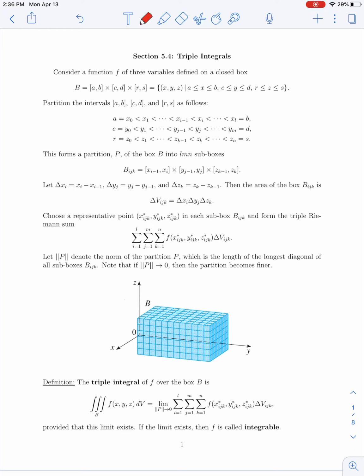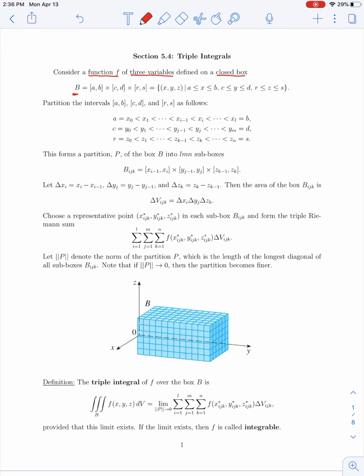So we'll start by defining it over boxes, much like we did for double integrals. We started by defining them over rectangular regions. To introduce the concept of a triple integral, let's suppose that we have a function f of three variables, x, y, and z, which is defined on a closed box in space, which we will denote as capital B.